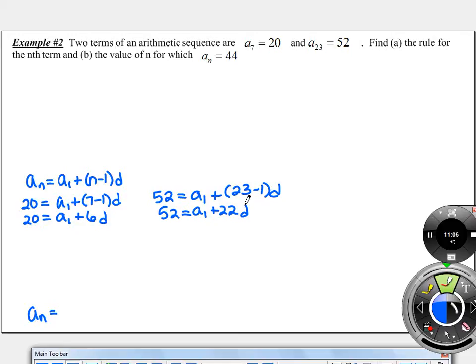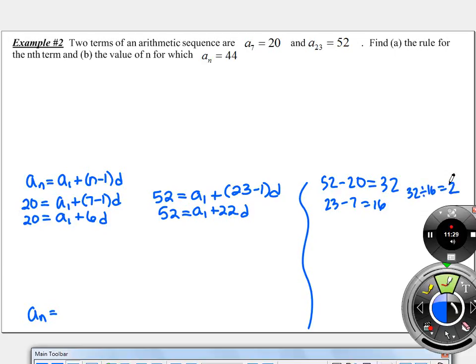Did anybody go about it differently? Yes? No, it's okay. It's okay. Yeah? The difference between 20 and 52 is 32. Okay. And the difference between 7 and 23 is 16. Okay. So then from there you figure out that D is equivalent to 2. And you could just count down from A7 until you get to A1 and figure out the base.